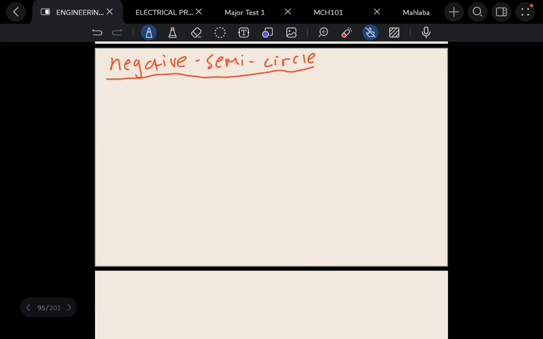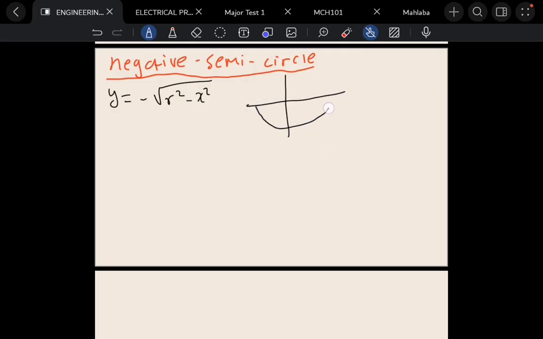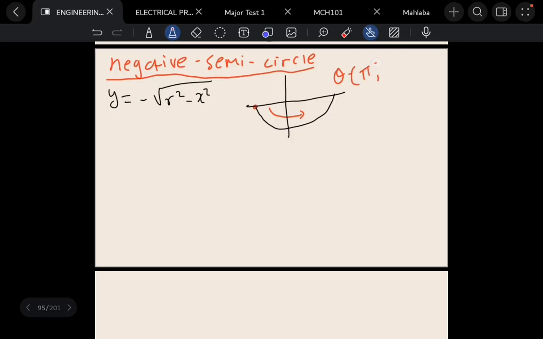We mean that we are going to have y equals minus the square root of r squared minus x squared. So your diagram is something that comes here to there. So it's the below graph. Your region starts here to there. Now your theta will range from pi to 2 pi. Or your theta may range from 0 to pi. It does not really matter, guys. And then your r is still from 0 to r.